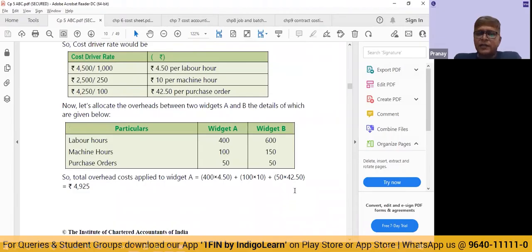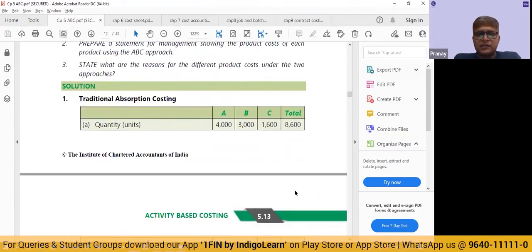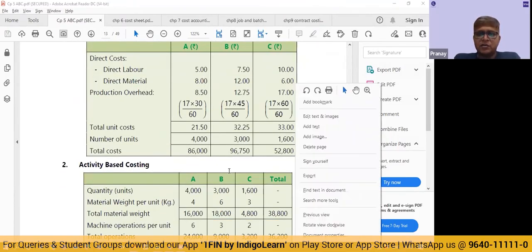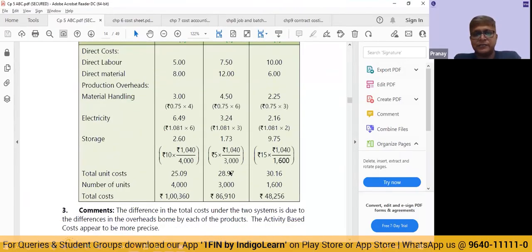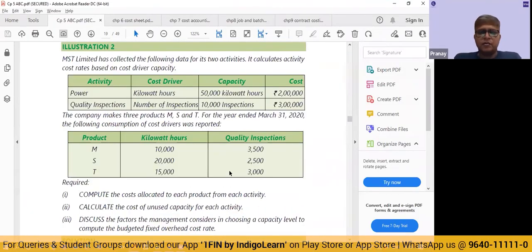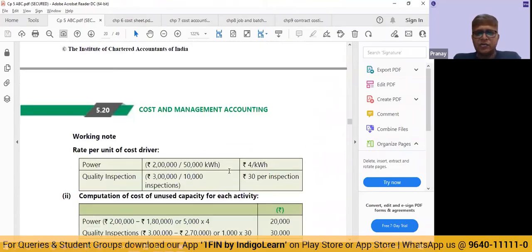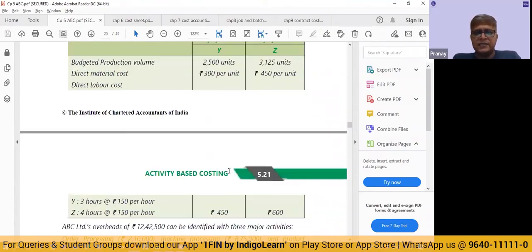So friends, any doubt that you're having specifically in relation to this topic, activity-based costing, you may feel free to ask at this point. So I don't see any query coming up, so I assume that we are good at this level.